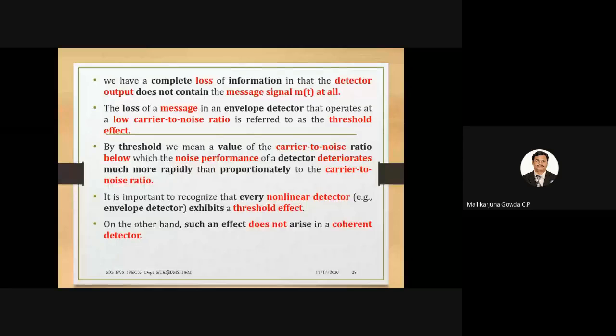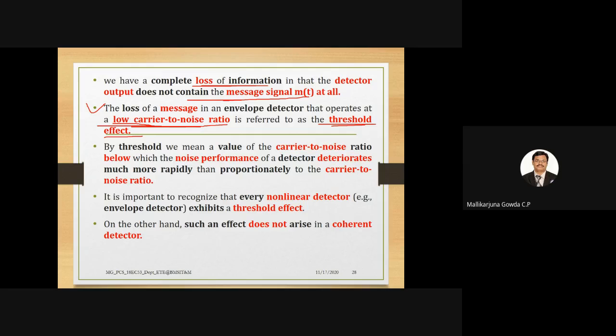So how do we define the threshold effect, right? The loss of the message in an envelope detector that operates at low carrier to noise ratio is known as the threshold effect. Many times they ask this for 2 marks: define threshold effect. So you should be able to give this definition, with respect to that phasor diagram, saying how the noise will dominate compared to the message signal. When noise dominates, there will be a complete loss of information at the output of the detector, right? So there will be no message signal at all. So the loss of the message in the envelope detector that operates at low carrier to noise ratio is known as the threshold effect.